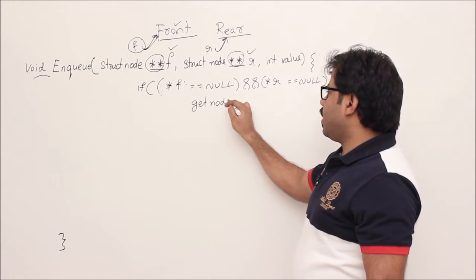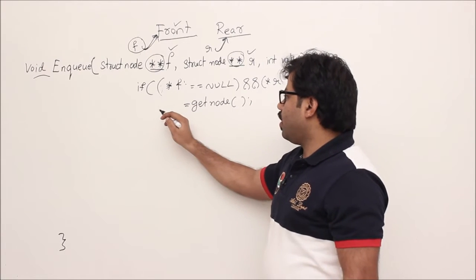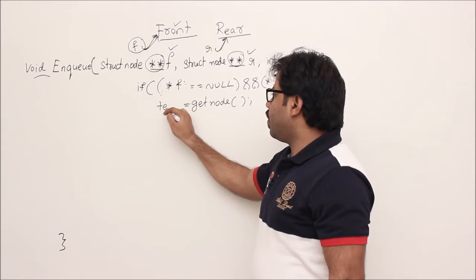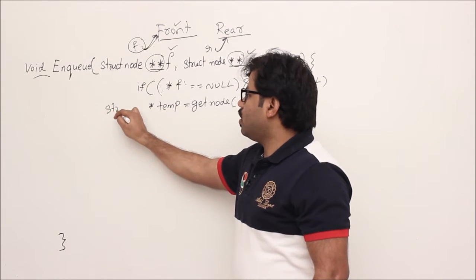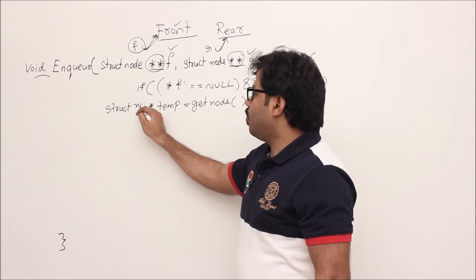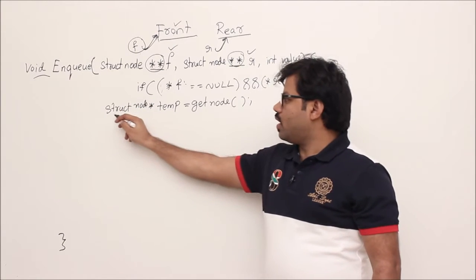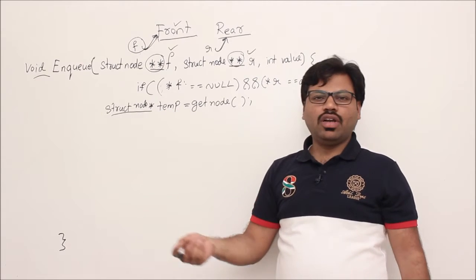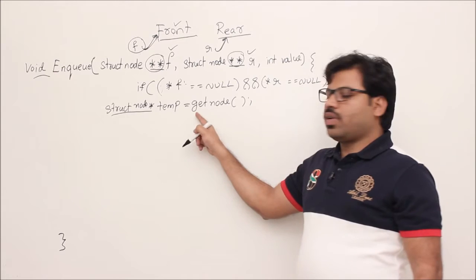Then get node. I do this separately. Get node, and get node returns what? One pointer. Let me take that into temp. Okay, we know that temp is a struct node pointer, but if I write all these things, it takes a lot of time. Sometimes I skip this part. I say simply temp, but you should understand that whenever I don't declare a variable, still you should assume that it is declared. Okay, so struct node pointer temp equal to get node.